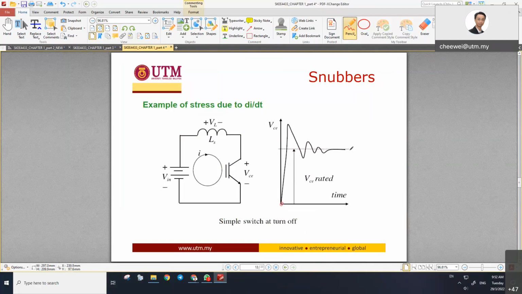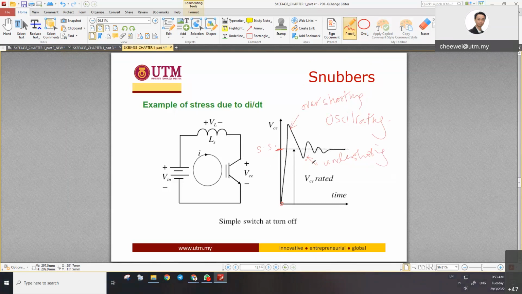Then it is oscillating. Okay, overshooting. This one, undershooting. Overshoot, undershoot. This dotted line is actually the one that I want, my final steady state value. But before you reach the steady state, you have this overshoot, undershoot, and then oscillation.